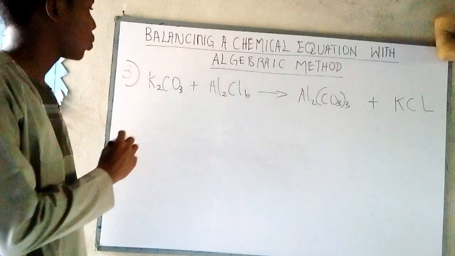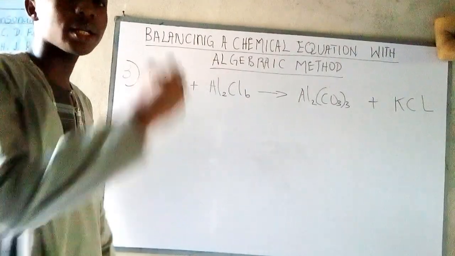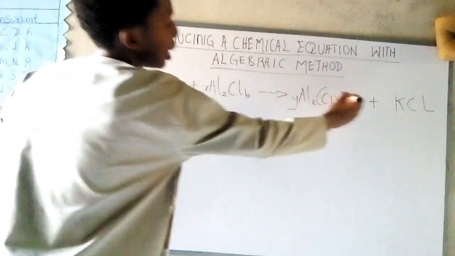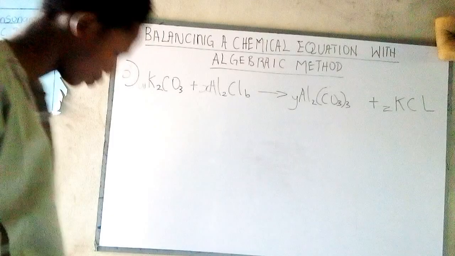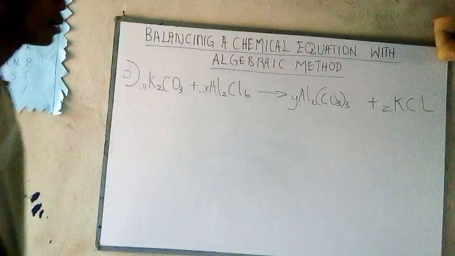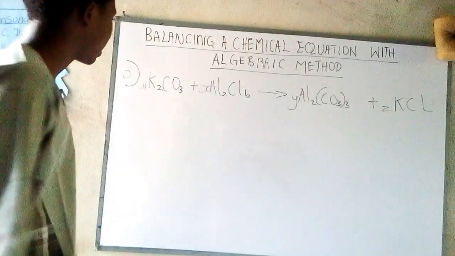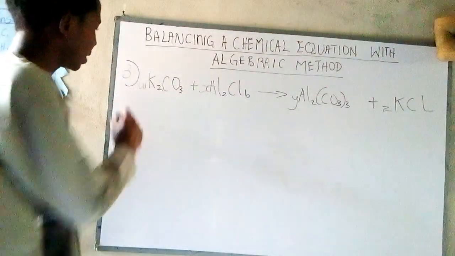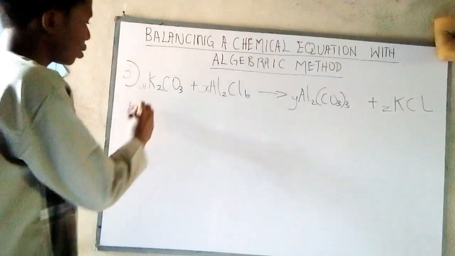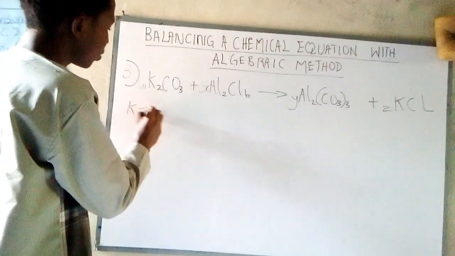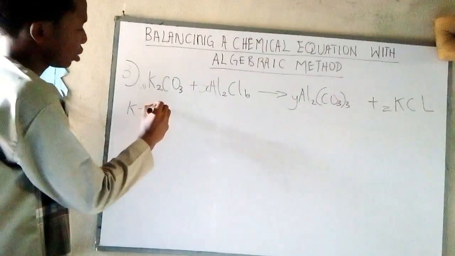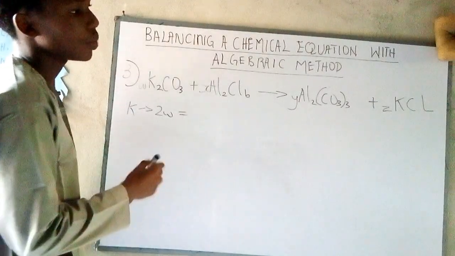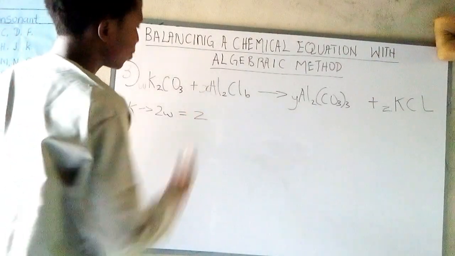Next up, what do we have to do? We have to assign an arbitrary coefficient. So we now put W, X, Y, and Z. Okay, now since we have assigned our arbitrary coefficients, what do we do next? We have to bring out the elements as usual. You see, potassium is equal to 2W on the reactant side. So now, how many potassium do we have there? We have 1 potassium. It's equal to Z.